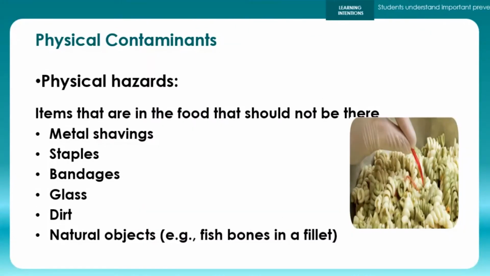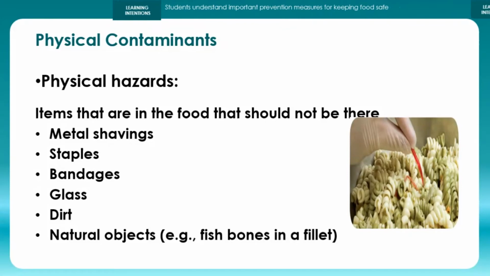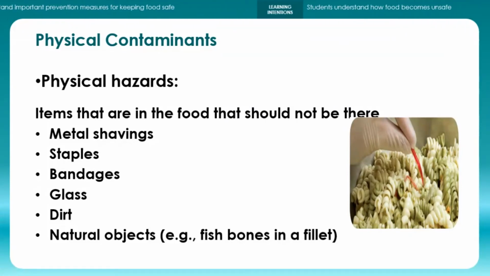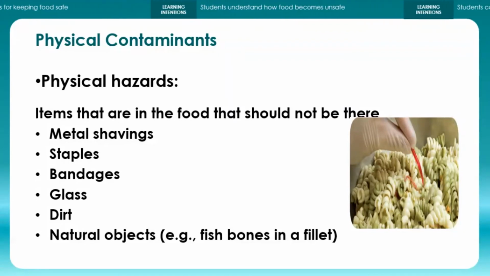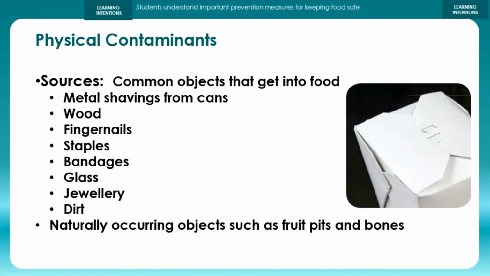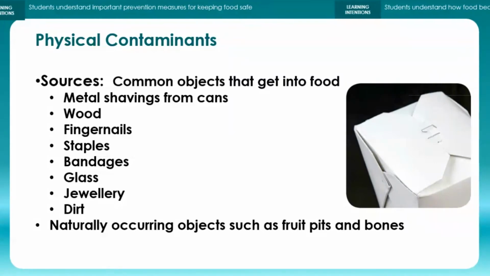And lastly, we have physical contaminants. That's items that are in the food that should not be there. Things like metal shavings, staples, bandages, dirt, glass, things that are from the food that should have been taken out, like fish bones. More sources are jewellery and naturally occurring objects such as the seeds from fruit and bones.